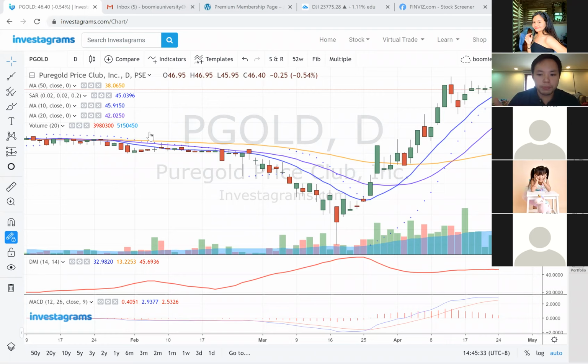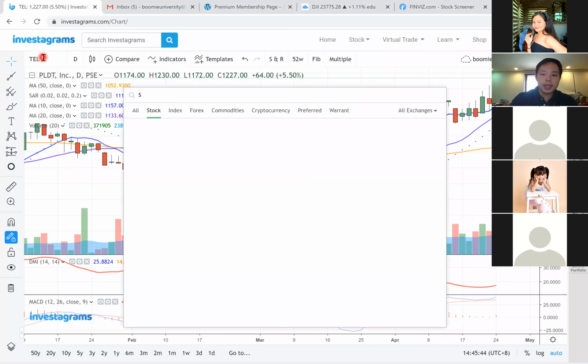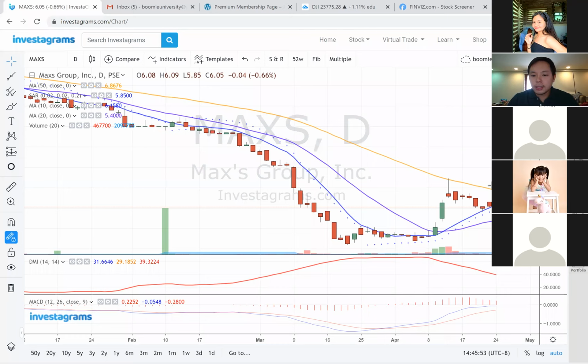And then, of course, pag kumita ka doon, binenta mo na yung pure gold mo, kumita ka, binenta mo yung PLDT mo, kumita ka rin, you will have an extra capital. Okay, meron kang pera. Anong bibilhin ko next? Maghahanap ka. That's why we can see stocks like this, itong Max, biglang umakyat. Umakyat lang bigla, di ba? From below 5, nag-7, bigla. Because of the rotation. Makat na yung mga leaders, may pera ka, naghahanap ka ng bagong stock na bibili.